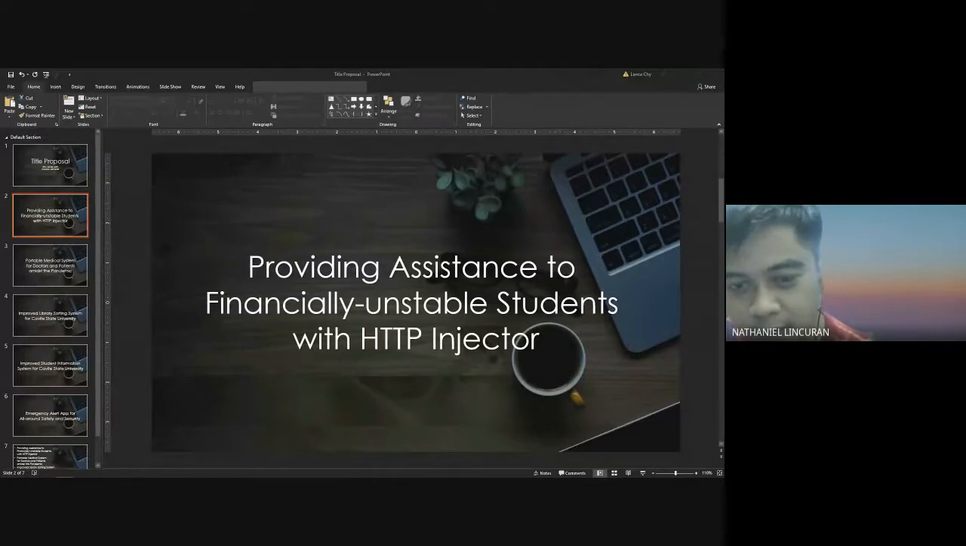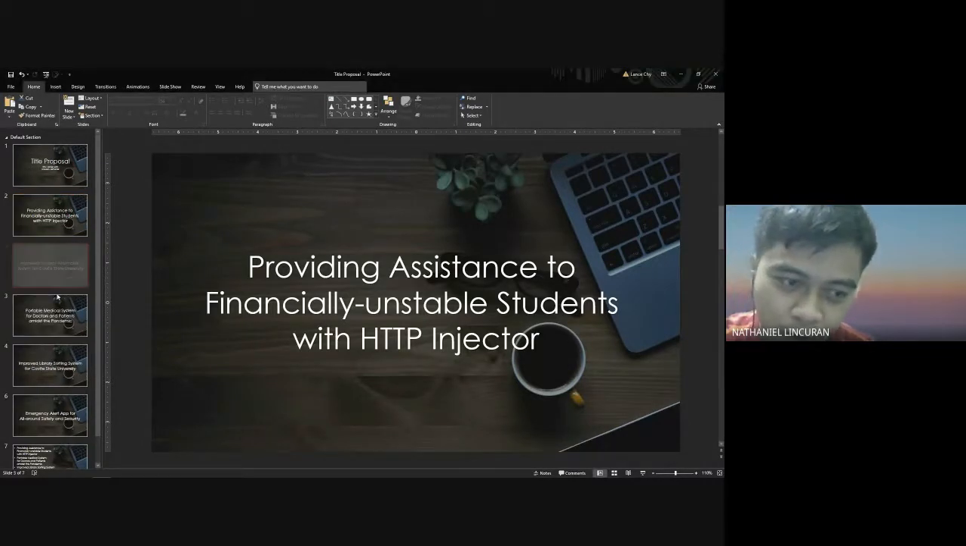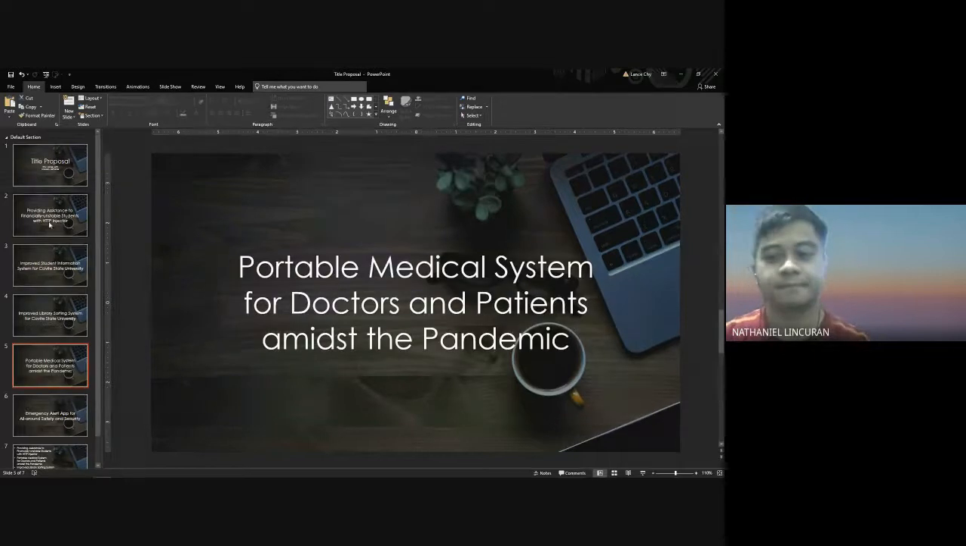We chose this title because everyone knows that not everyone has the financial capacity to provide internet for themselves. They always need to buy loads and promos in their mobile SIMs, and HTTP Injector will help them not to pay anymore for internet. Next title.